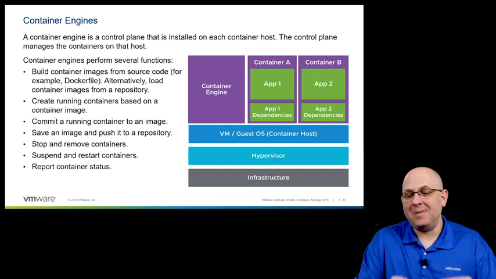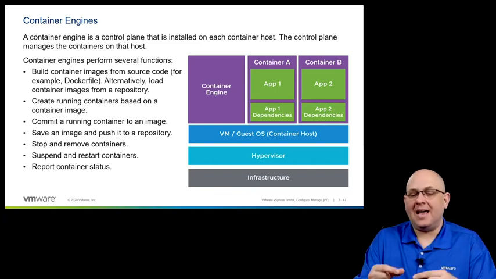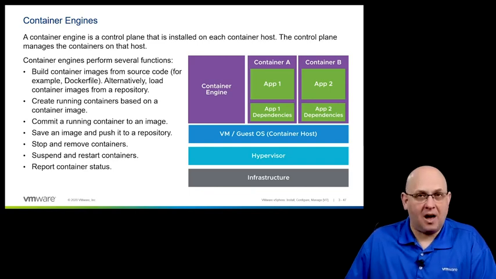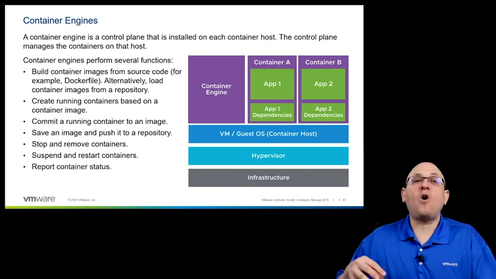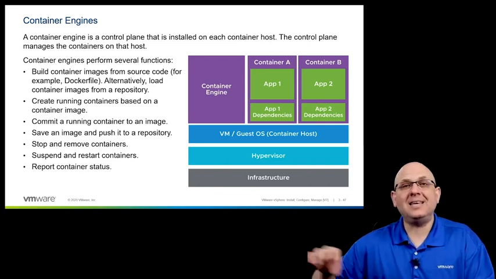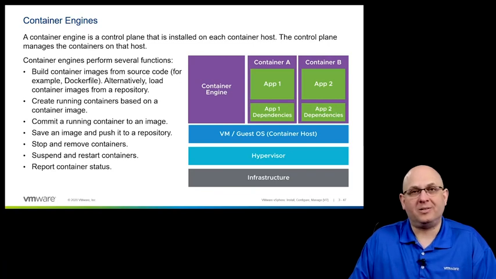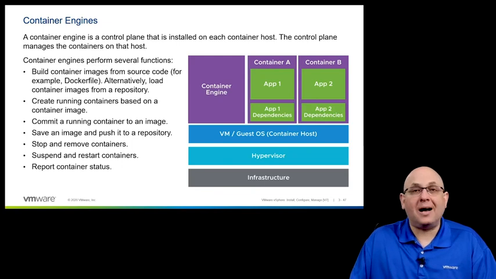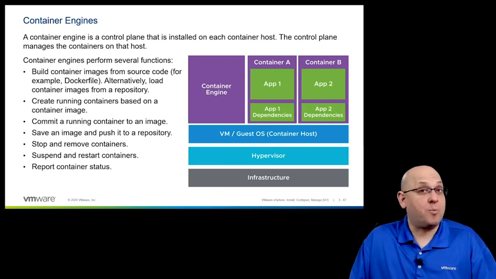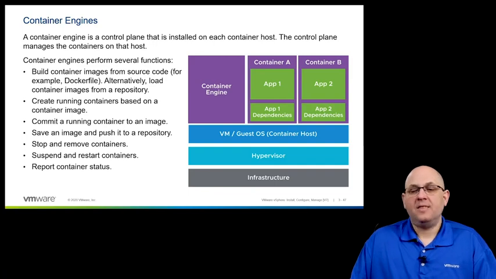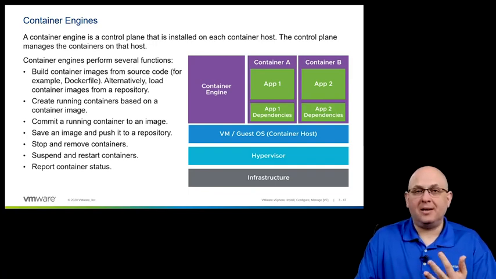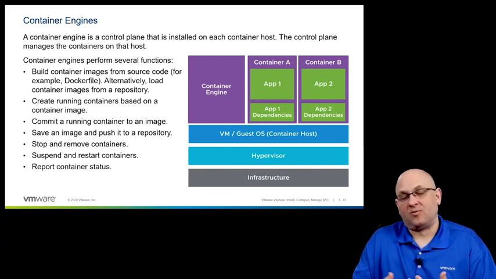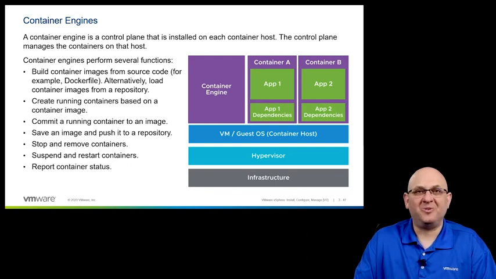Now, I can then commit that container to an image and take that image and push it into a repository. A repository is a storage area for my containers, from which I can pull existing containers onto container hosts and operationalize them. Okay? The most popular repository that we have for containers is called Harbor. The container engine also allows me to stop containers, remove containers, suspend and restart, and it'll also tell me the status of running containers on a particular container host.